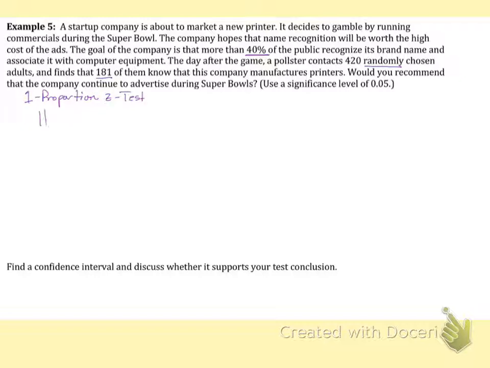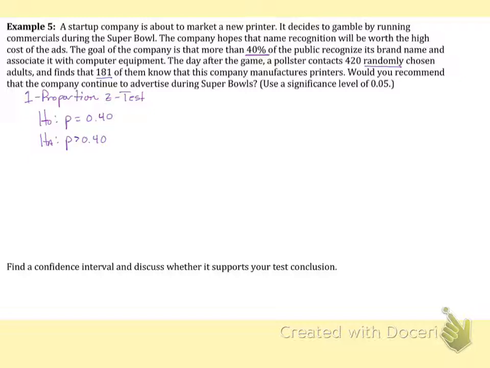The hypotheses: this company wants to know if more than 40% of people recognize their brand. So that's going to be the alternative hypothesis, that it's more than 40%. And with our text, the null hypothesis is always equal to.